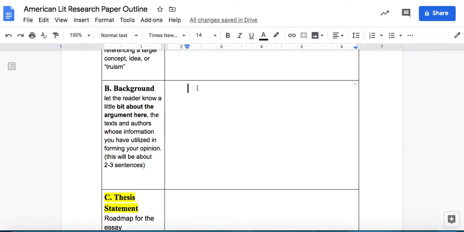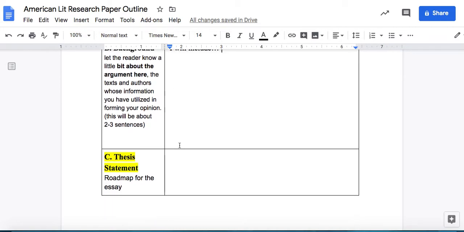Background, I'm going to include information about, right? But it does not have to be a fully written out background. It will end up being two to three sentences in terms of what your background will look like. But I will include this, this, this. It can even be a bullet point. It is an outline, it is not a paper.